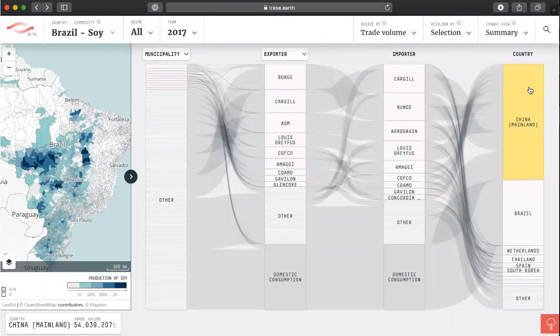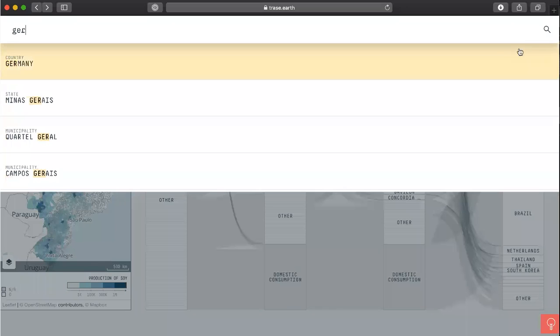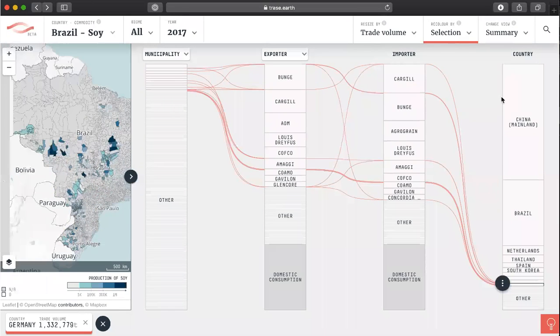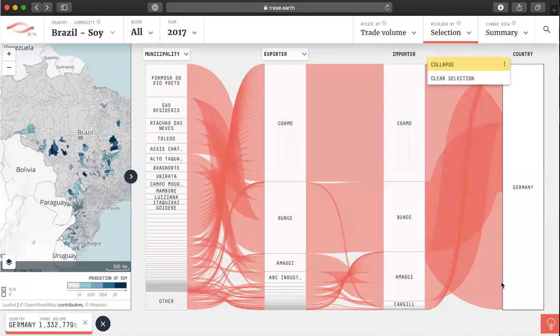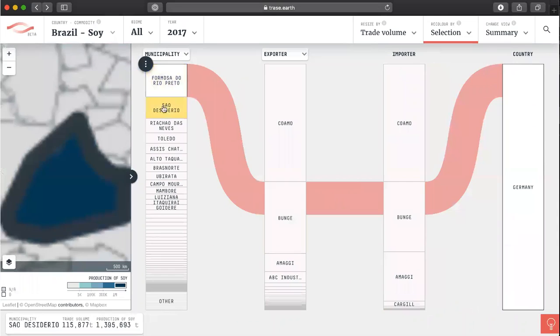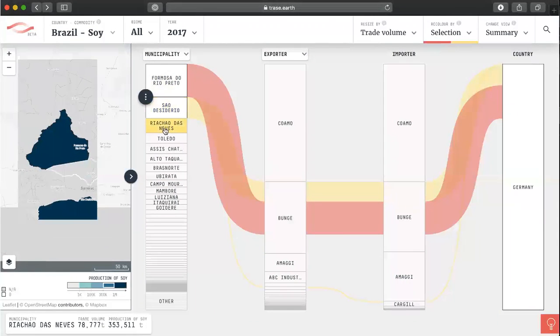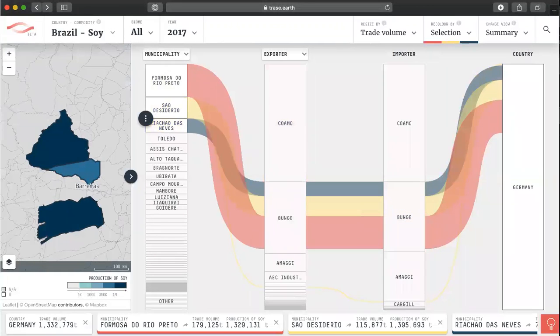As a demonstration, I can search for Germany to isolate direct imports to Germany. And as you can see in a second, I can then expand on this individual supply chain and these specific connections. And I can see that imports are mainly coming from 3 municipalities. If I click on these municipalities, these are all in the Matopiba region at the frontier of deforestation in Brazil, and therefore a high risk. So that gives an example of the power of Trase to prioritize risks in supply chains. You can also resize the flows to reflect deforestation risk rather than volumes.